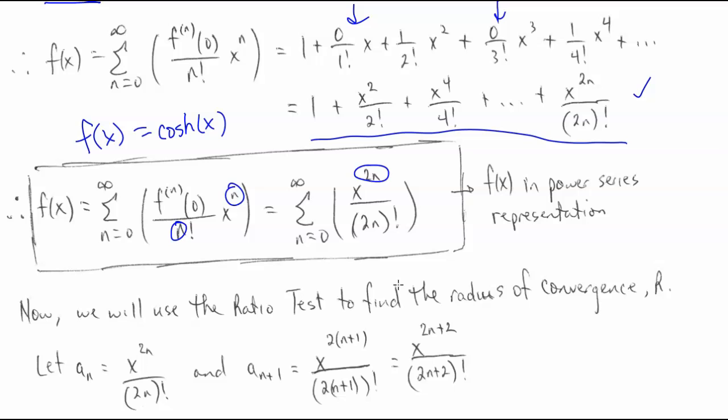What we need to do now is to check what values of x we can plug into this power series representation to ensure that for those values of x, it's going to match exactly what cosine hyperbolic of x equals. And for this type of power series, it's very easy for us to go ahead and use the ratio test in this case.